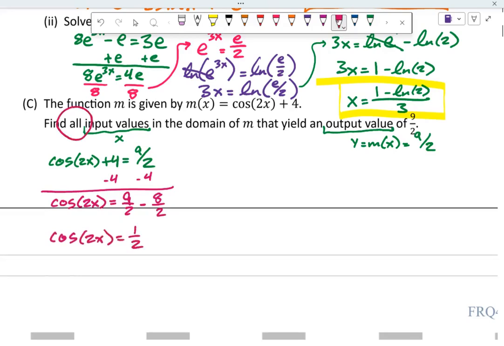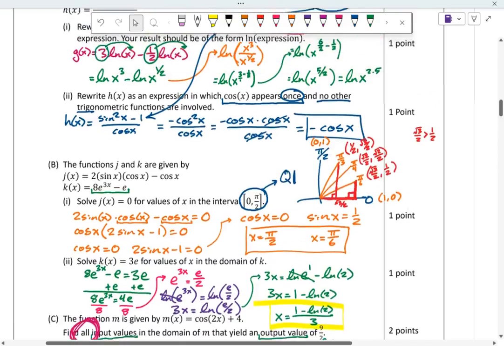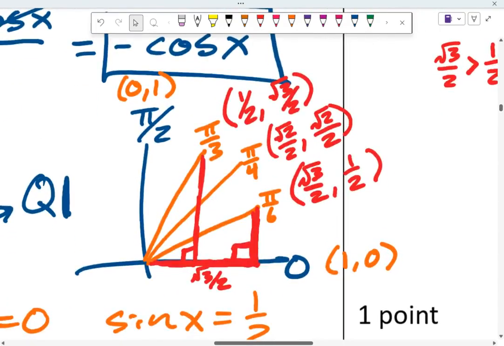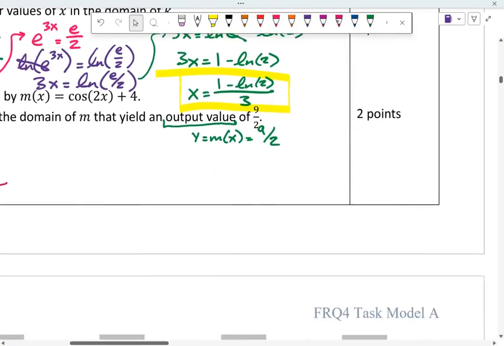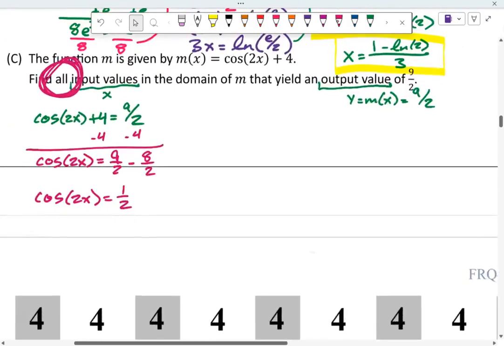Now they want all places. So what are all the places on a unit circle where cosine is equal to 1/2? Now we wrote a little unit circle up here. Where is cosine equal to 1/2? Pi over what? And there's going to be another place on the unit circle, but that should help us. Where else would cosine, or the x, be equal to positive 1/2? It's in quadrant 4. What's the pi over 3 that's directly below that? There we go, 5 pi over 3. So I have pi over 3 and 5 pi over 3.